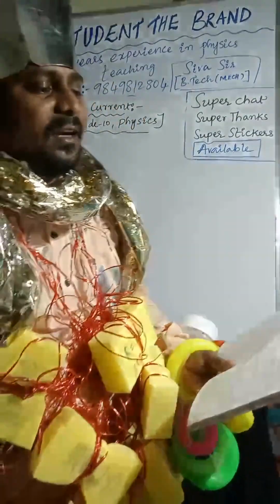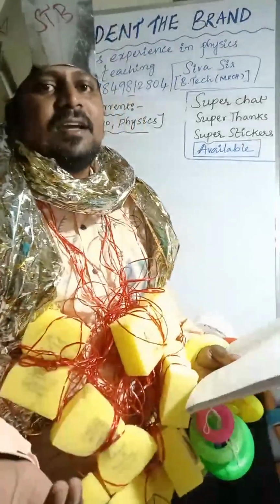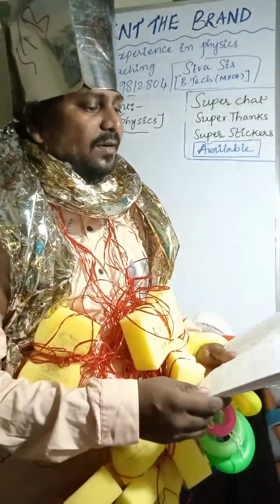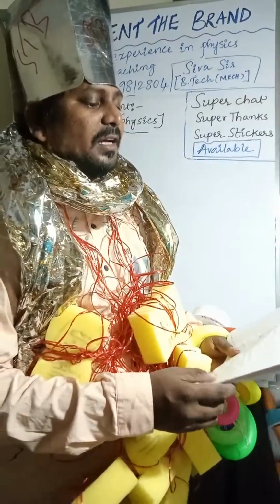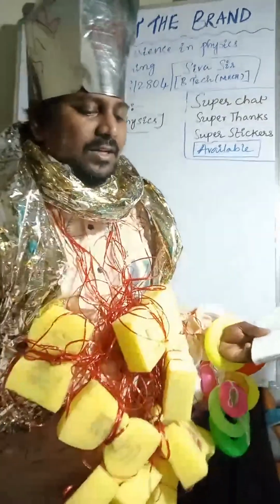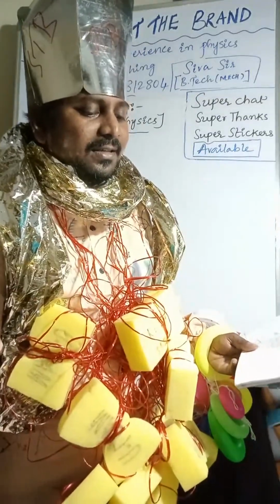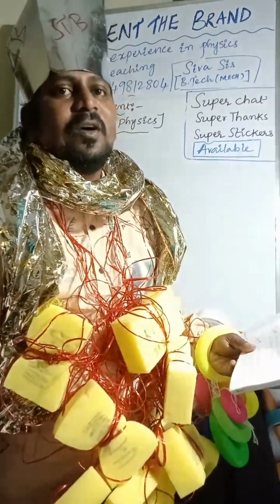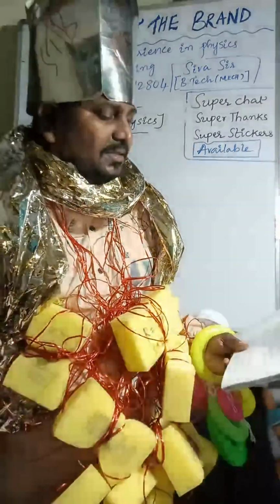What is the SI unit of electric charge? The SI unit of electric charge is coulomb. How many electrons constitute 1 coulomb of charge? Electrons are 6.25 into 10 power 18 electrons.